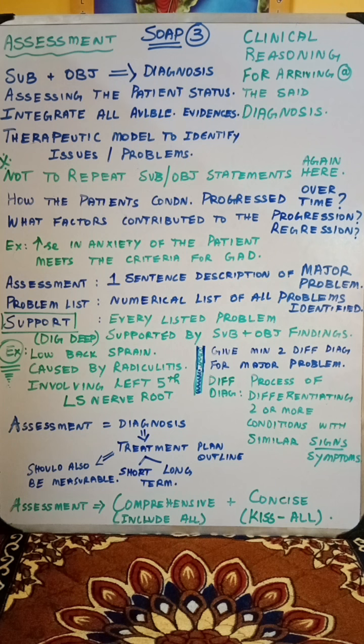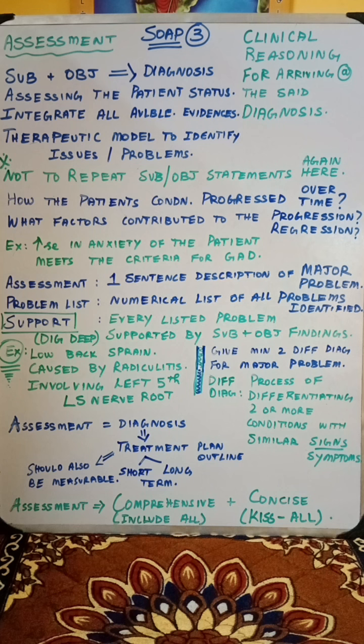Now, how should an assessment be? An assessment should be comprehensive. Comprehensive meaning it includes everything. We should not miss anything. But it should be concise. Concise means KISS. What is KISS here? KISS is keep it short and simple. Concise should be everything is included, but it should be very brief. It should be keep it short and simple.